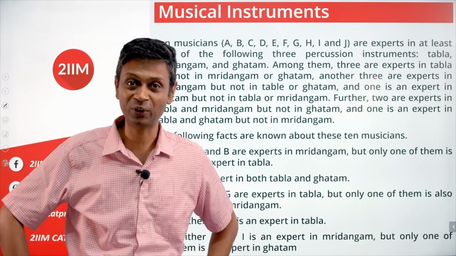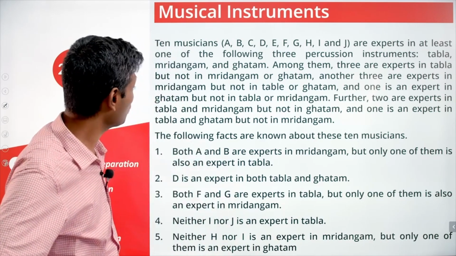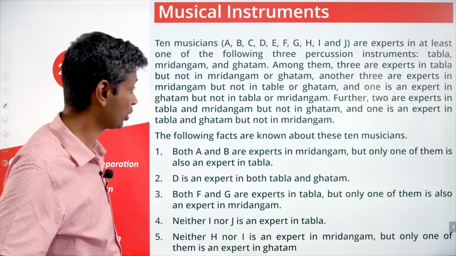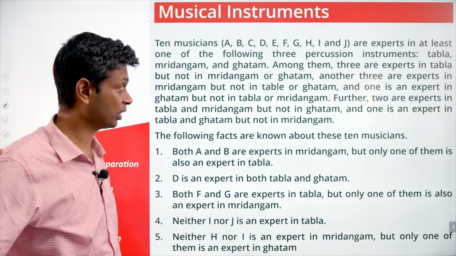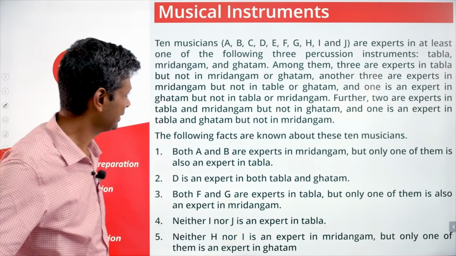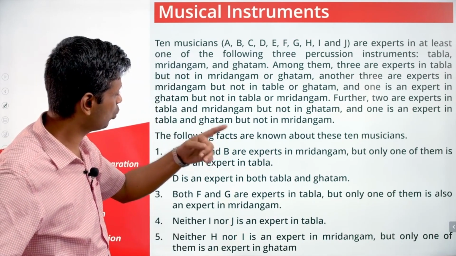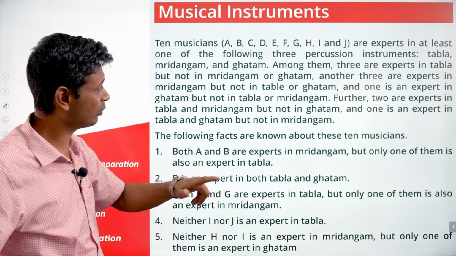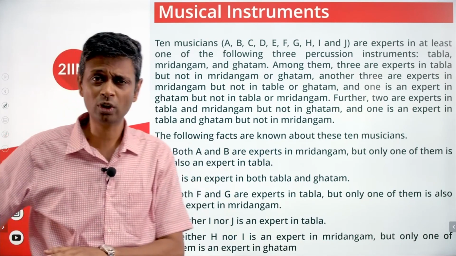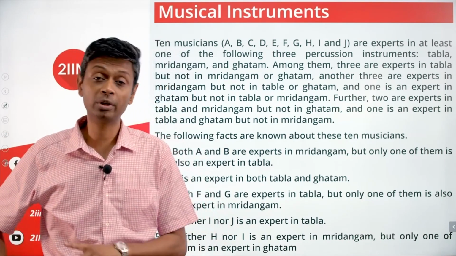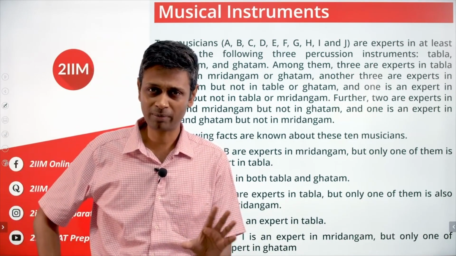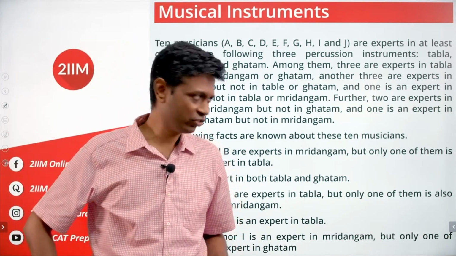Just when I thought we were on a roll. Further, 2 are experts in tabla and mridangam but not in ghatam. 1 is an expert in tabla and ghatam but not in mridangam. I think we've accounted for 3, 3, 1, 2, 1. 3, 3, 1, 7, 9, 10. We've accounted for the 10 in these categories. That means there's nobody who's an expert in all 3. We have mapped it on, put it wonderfully inside.